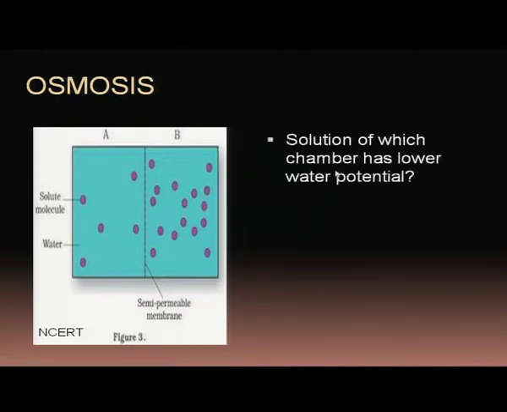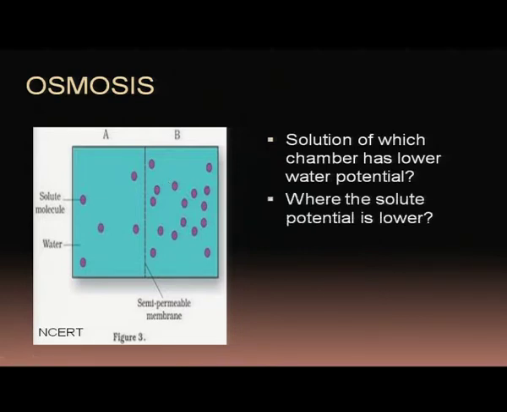Solution of which chamber has lower water potential? Well, how can we solve that? As we add the solutes, the water potential lowers. The more the amount of solute, the lesser will be the water potential. So, in this case, the water potential will be lower in chamber B.